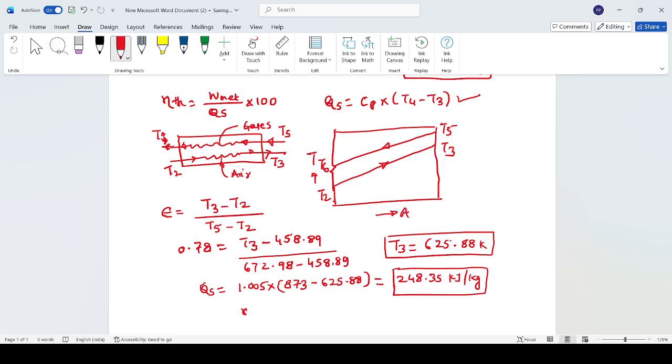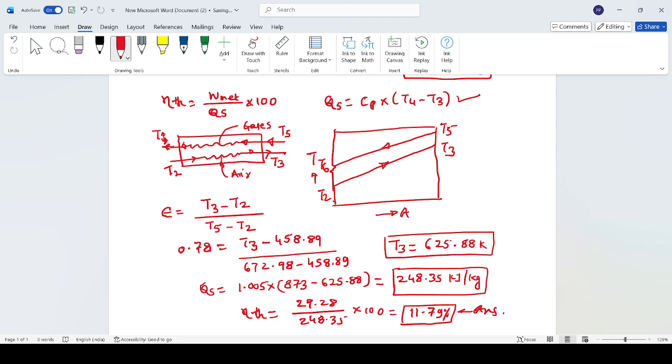Now coming to the last step of the problem, thermal efficiency. Net work we calculated as 29.28 kilojoule per kg, divided by the heat supplied, that is 248.35, and multiplied by 100. So I will get the percentage efficiency of this regeneration cycle in the constant pressure gas turbine arrangement. That is obtained as 11.79 percent. So that is your required answer.